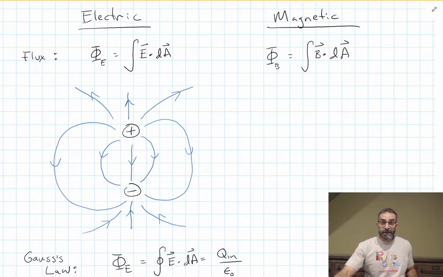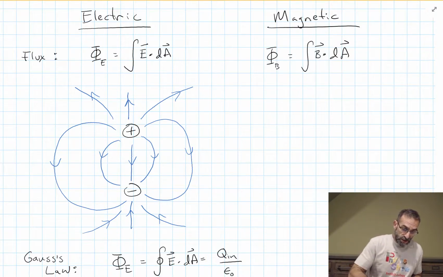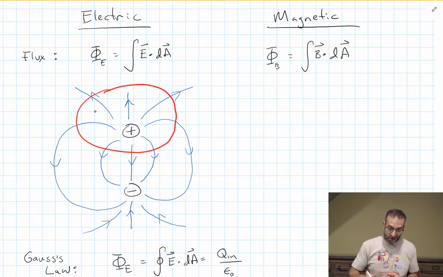Gauss's law followed from the fact that electric fields originate on positive charges and terminate on negative charges. So I can draw some kind of a surface here where I have a net flux into or out of that surface. And the flux then would be proportional to the amount of charge enclosed. That's Gauss's law. The flux is proportional to the charge inside of our Gaussian surface.